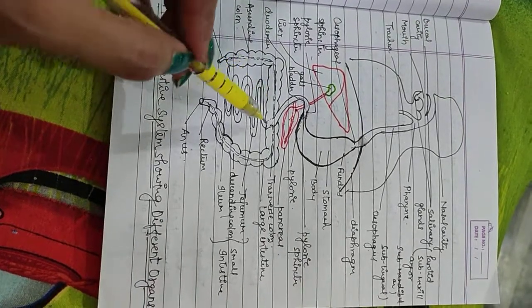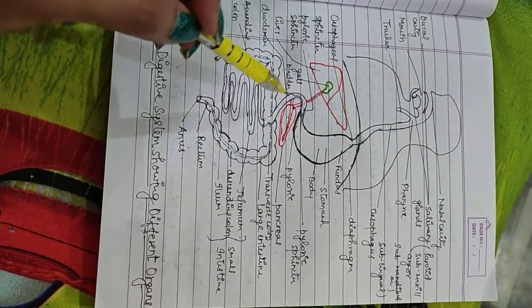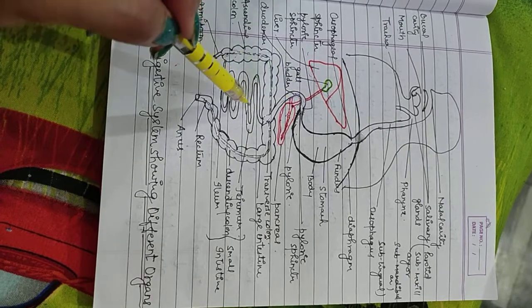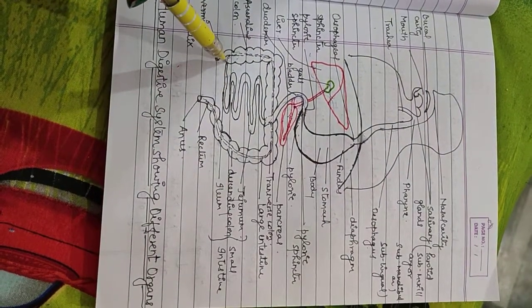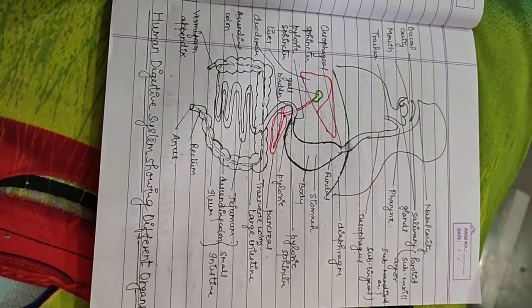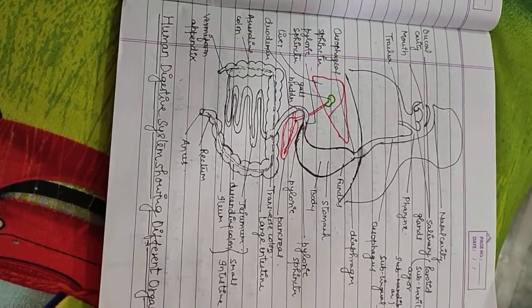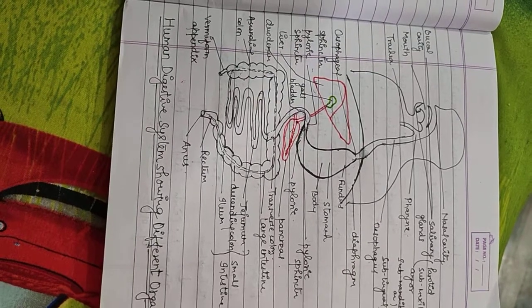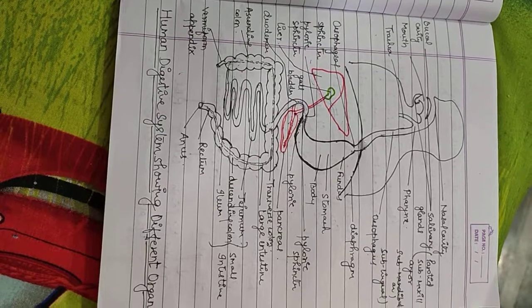And you can see here, this is the small intestine. So what are the parts? Duodenum, jejunum, and ileum. The ileum opens here. So this is all about the structure of the human digestive system. In the next video, we'll tell you about all the functions of these organs.